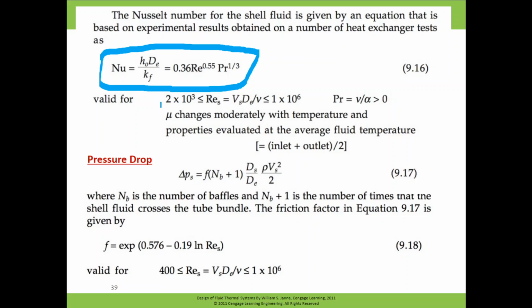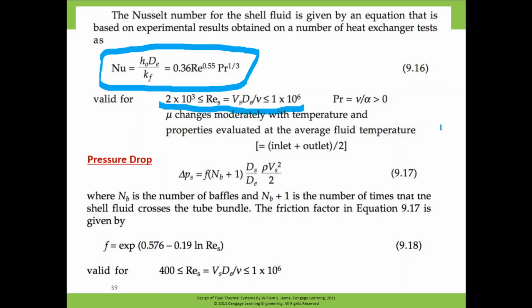And this expression is applicable for a wide range of Reynolds number, that is Reynolds number greater than 2000 and less than 1 million. So it's a very broad range for this to be applicable. Okay, so once you have the Nusselt number, you can calculate the heat transfer coefficient and overall heat transfer coefficient in the same way as the double pipe heat exchanger expressions. So here we are done with the Nusselt number, heat transfer coefficient and overall heat transfer coefficient.